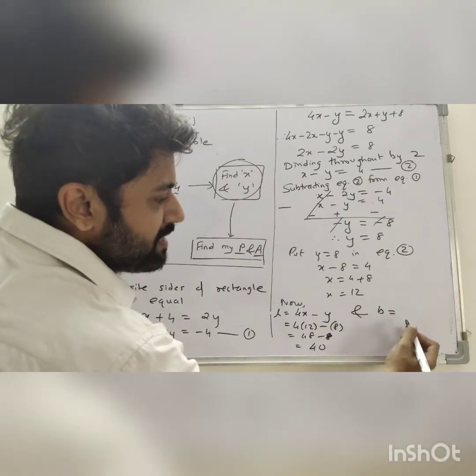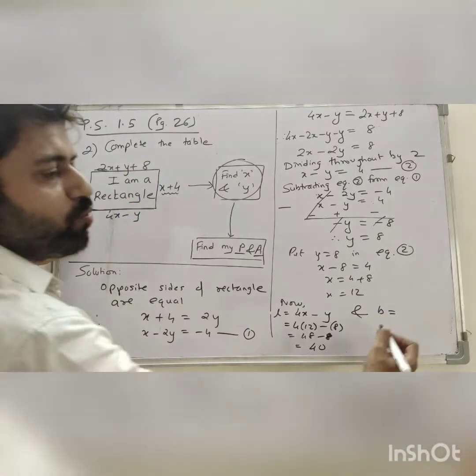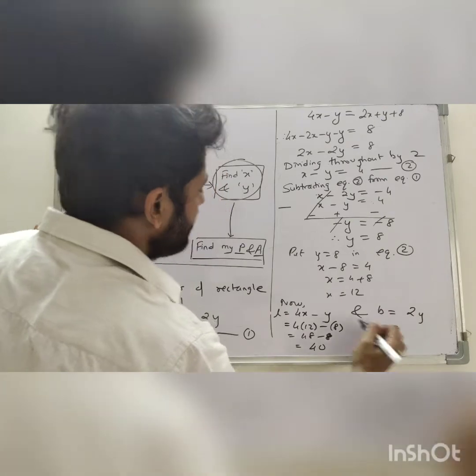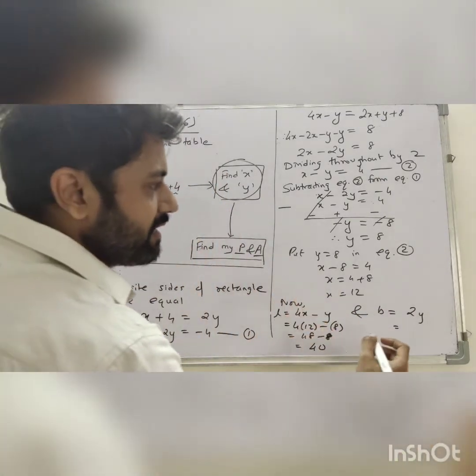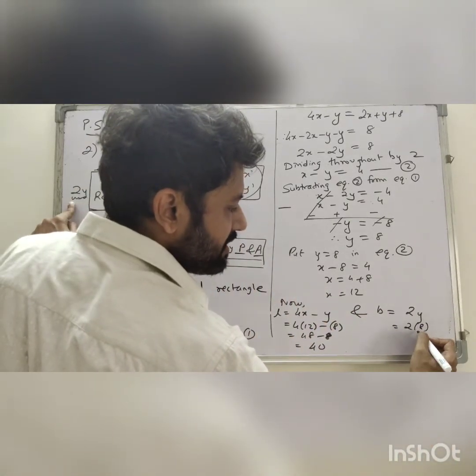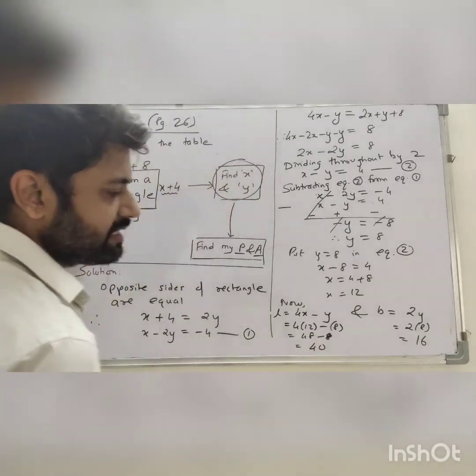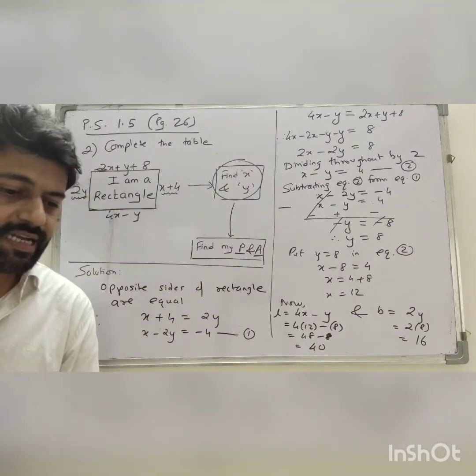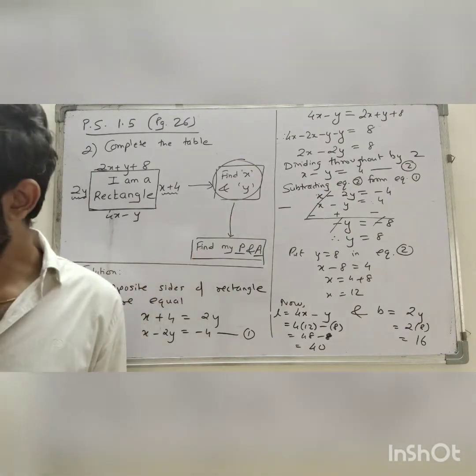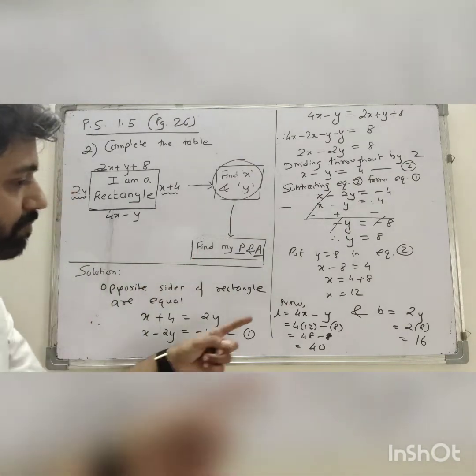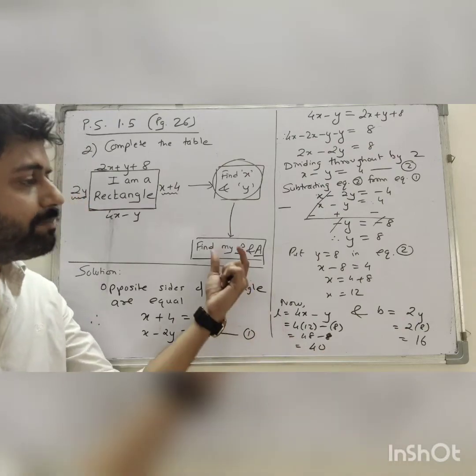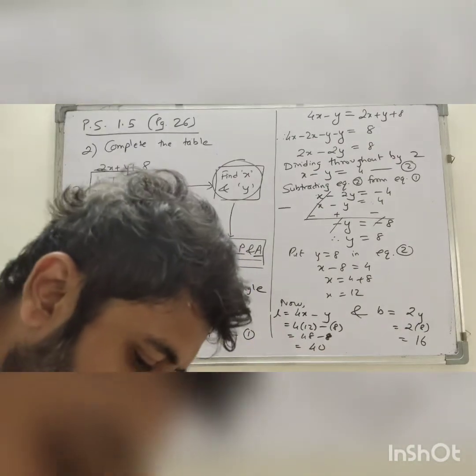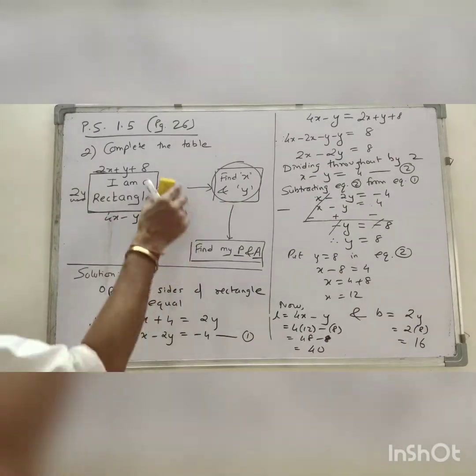And breadth B is equal to 2y. Very simple. You can use x plus 4 also. You will get the same answer. 2 into 8 is equal to 16. So 40 and 16 are the dimensions of this rectangle. After this we need to find the perimeter and the area.